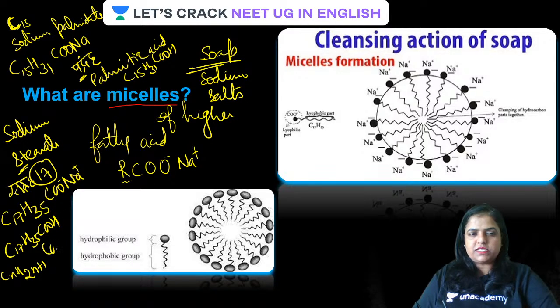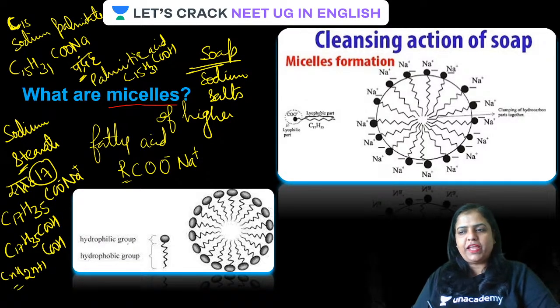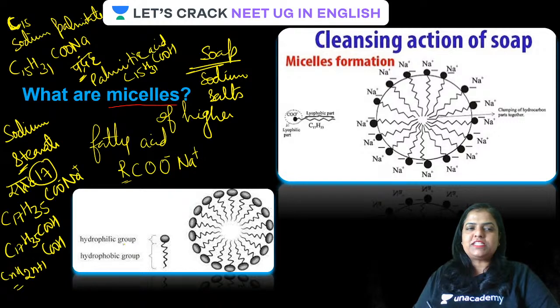CnH2n+1COOH. Simply, if n is 15, it is palmitic acid. If n is 17, it is stearic acid.